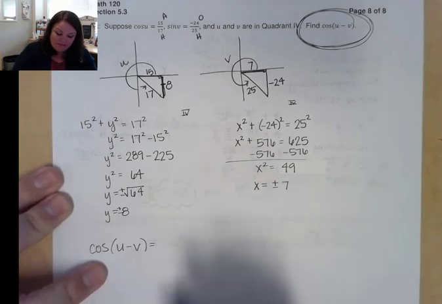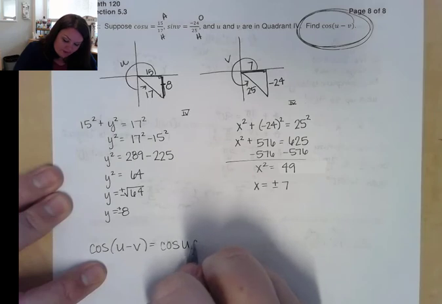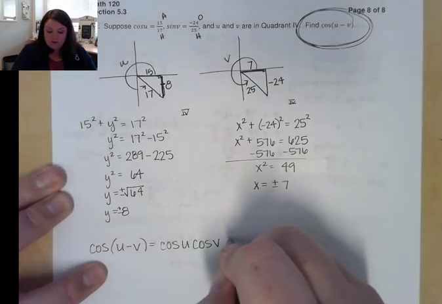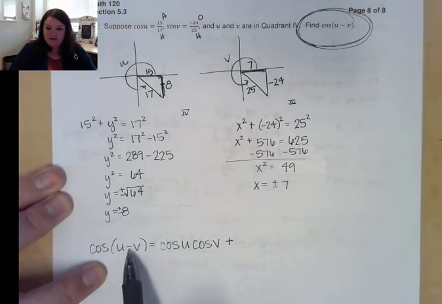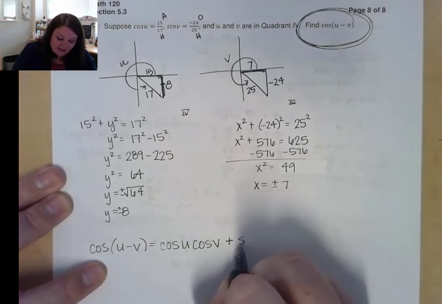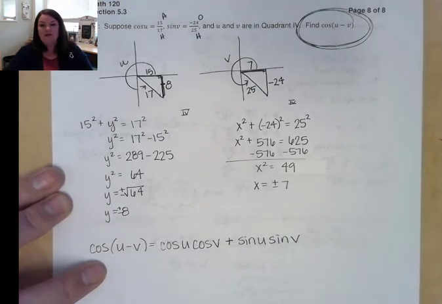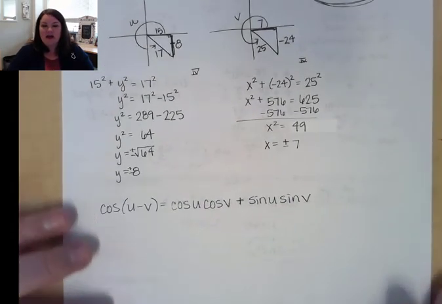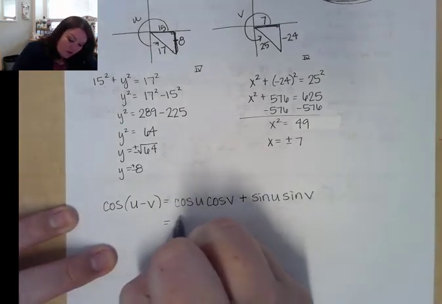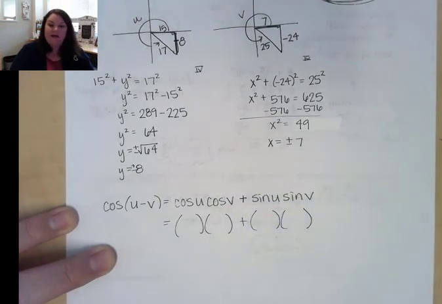When we look for a difference, we're going to do cosine of the first angle, which is u, times cosine of the second angle, which is v. And then we're going to add, right, because we started with a subtraction, and our formula says that we do an addition, of our sine value for the first angle and our sine value for the second angle. All right, so now we have our formula. Now we just need to fill in these values. So cosine u times cosine v plus sine u times sine v.